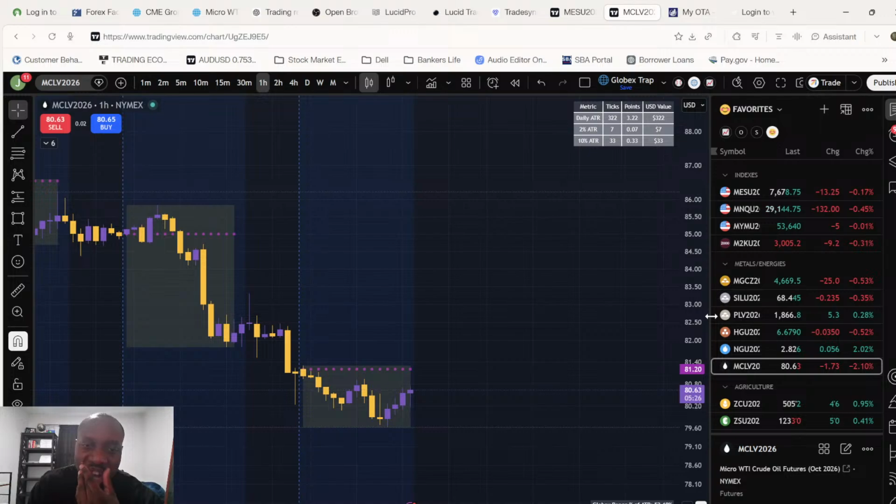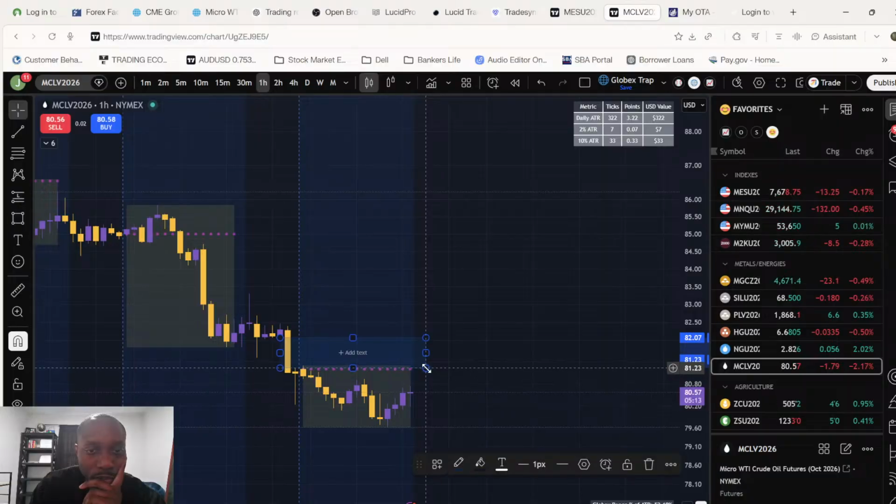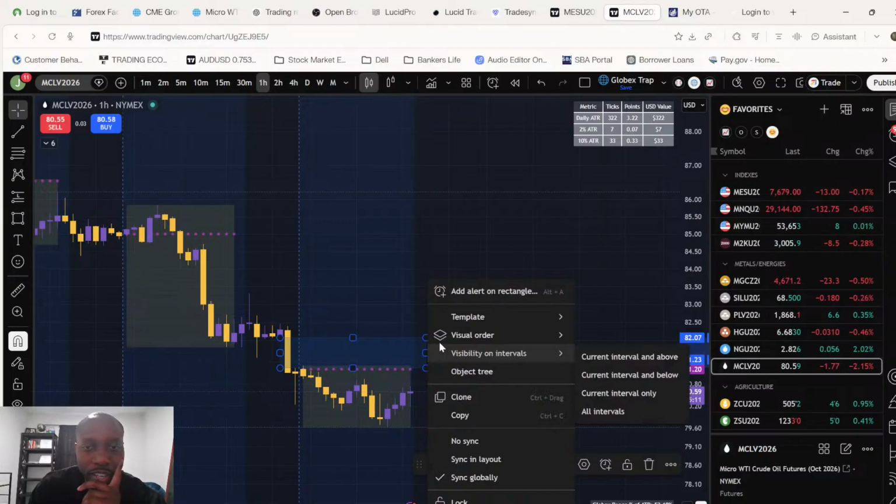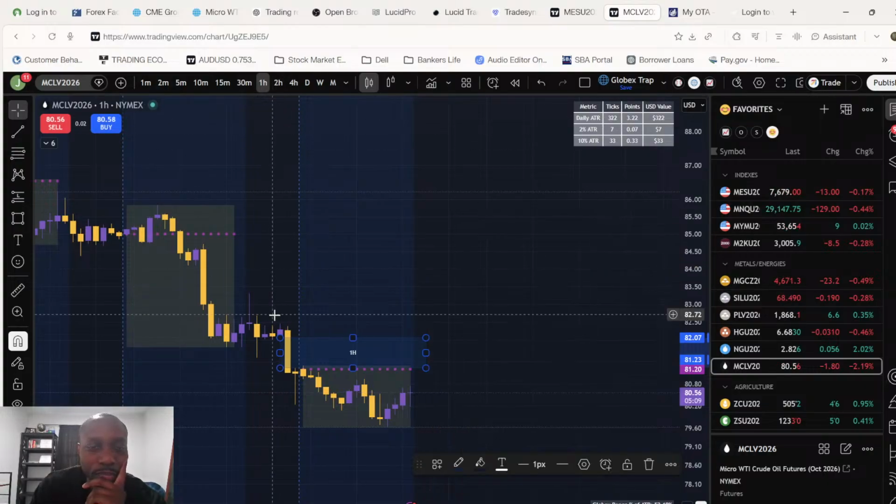We got a gap here, pretty big gap. Crude oil. Is it a playable gap? That's the question.